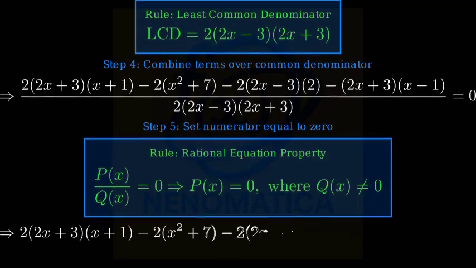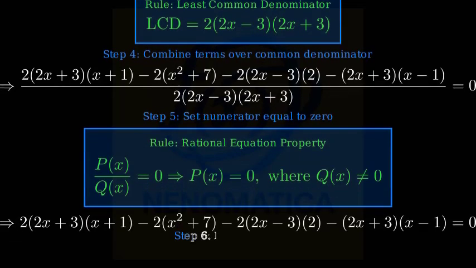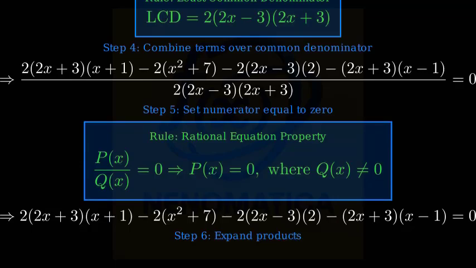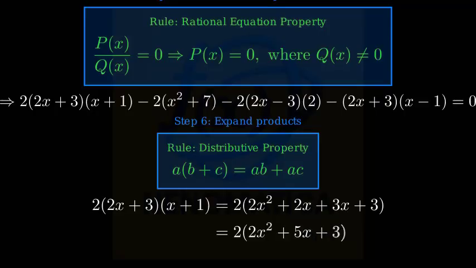2 times (2x plus 3) times (x plus 1) minus 2 times (x squared plus 7) minus 2 times (2x minus 3) times 2 minus (2x plus 3) times (x minus 1) equals 0. Let's expand the products in our numerator. For the first term, 2 times (2x plus 3) times (x plus 1) equals 2 times (2x squared plus 2x plus 3x plus 3), which simplifies to 2 times (2x squared plus 5x plus 3).